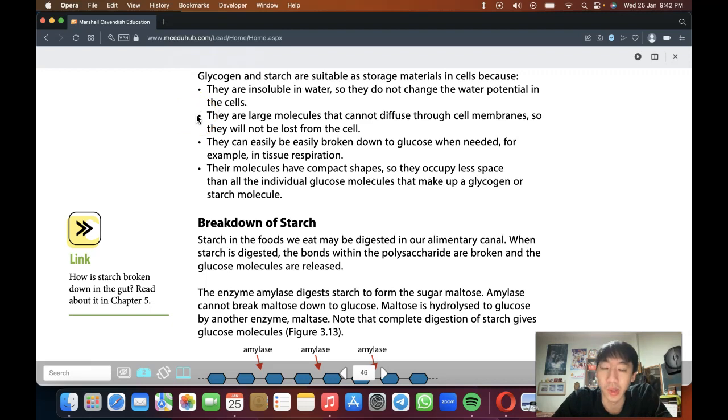They are also large molecules, so they cannot diffuse through the cell membranes. They will not be lost from the cell. They cannot easily be broken down to glucose. They can be easily broken down to glucose when needed. For example, during tissue respiration.